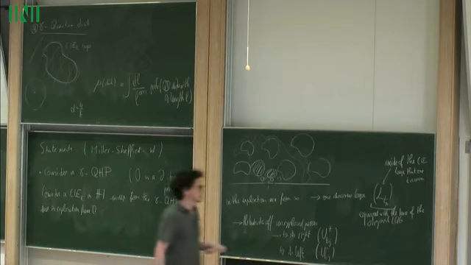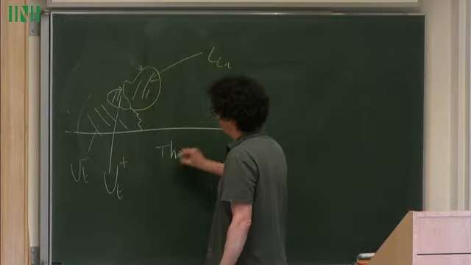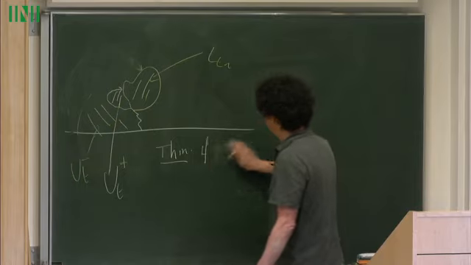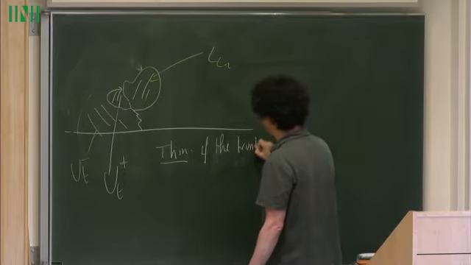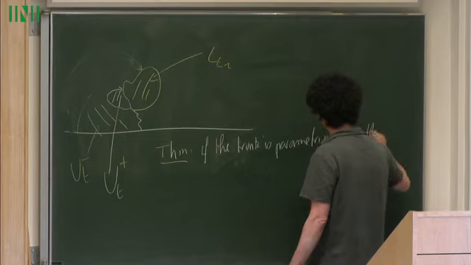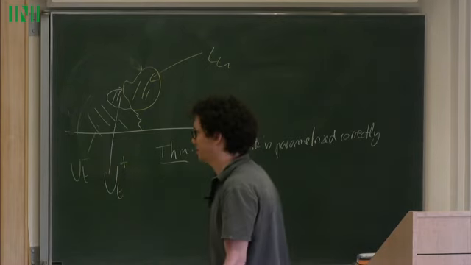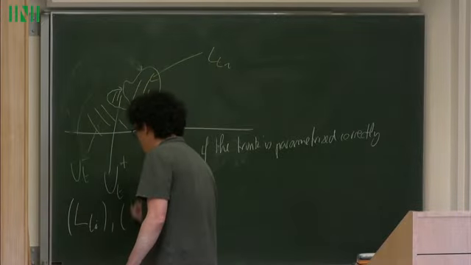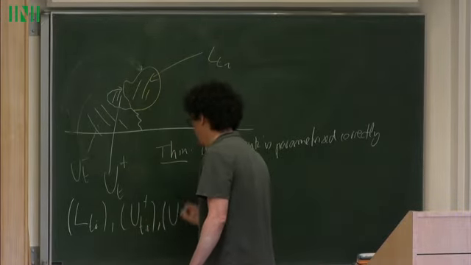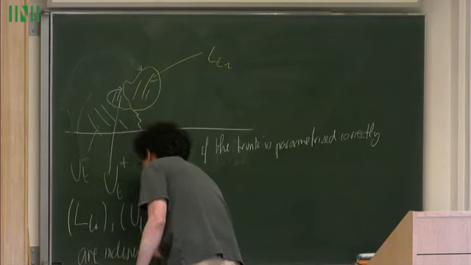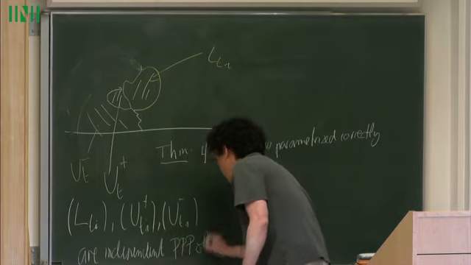Right? So the theorem is, if the trunk is parameterized correctly, and the parameterization, it's not a big deal, it comes out of the result itself, then LTI, UTI, U plus TI and U minus TI are independent Poisson point processes of quantum disks.